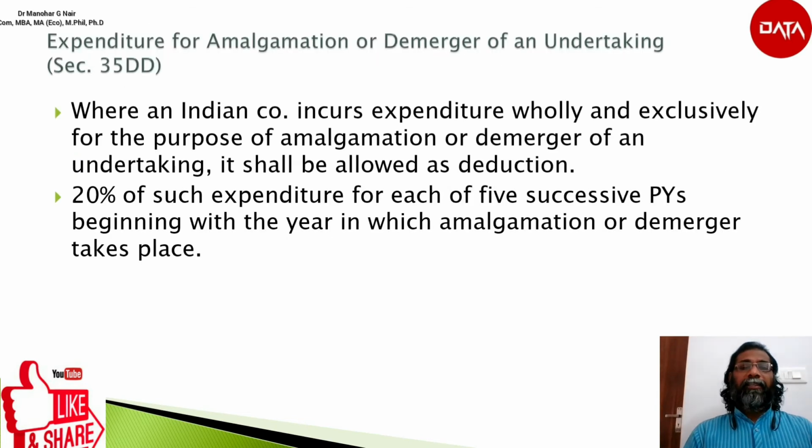Next is expenditure for amalgamation or demerger of an undertaking as per section 35DD. Where an Indian company incurs expenditure wholly and exclusively for the purpose of amalgamation or demerger of an undertaking, it shall be allowed as deduction 20% of such expenditure for each of 5 successive previous years, beginning with the year in which amalgamation or demerger takes place.